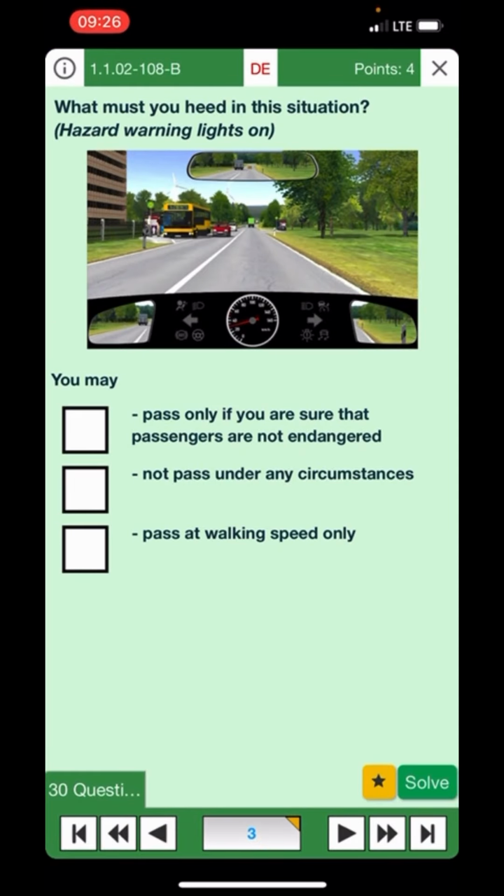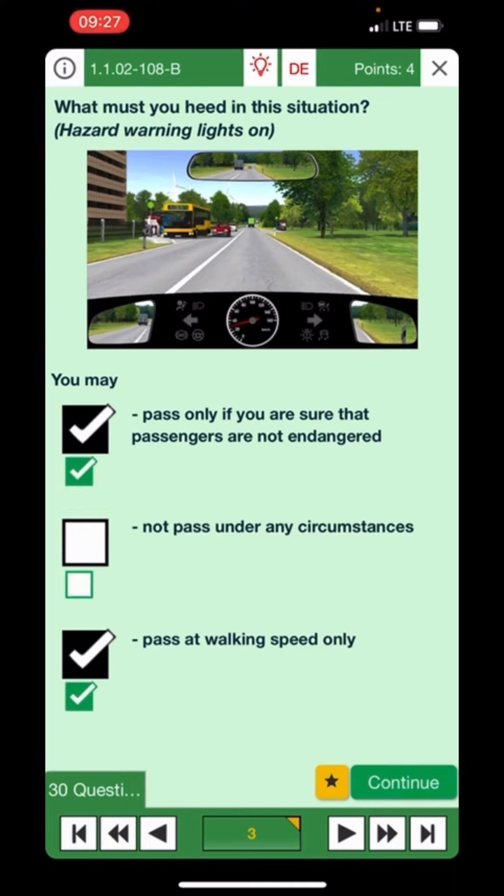You may pass only if you are sure that passengers are not endangered. Of course, that's common sense, right? You may not pass under any circumstances. That's wrong. You will probably pass, but slowly. And the last option, pass at walking speed only. Yes. So though the bus is not on your side, it is recommended to pass at walking speed only because the bus has turned hazard warning lights on. Okay, let's hit solve. That's the correct answer.